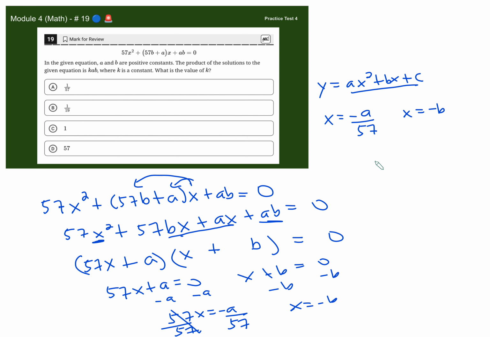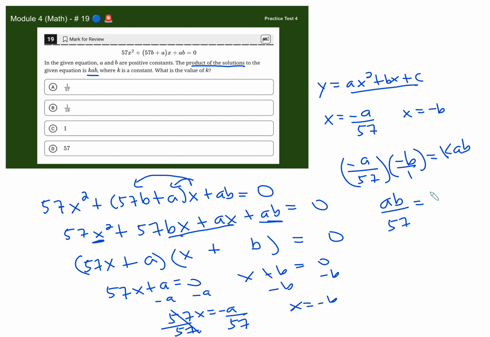All right, so we're over here. Now they're saying that the product of the solutions is KAB. Well, these are the solutions, and product means multiply. So if I do negative a over 57 times negative b, that's supposed to be equal to KAB. First of all, I can put this over 1, and a negative times a negative is a positive. So I have AB. We just multiply those across the top, then go across the bottom. 57 equals KAB.